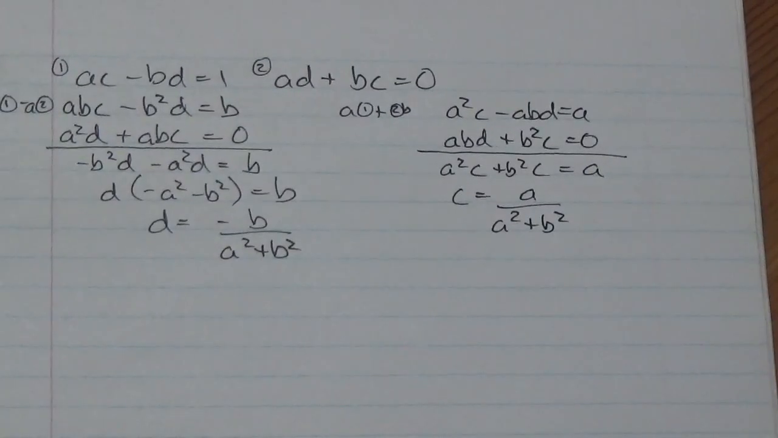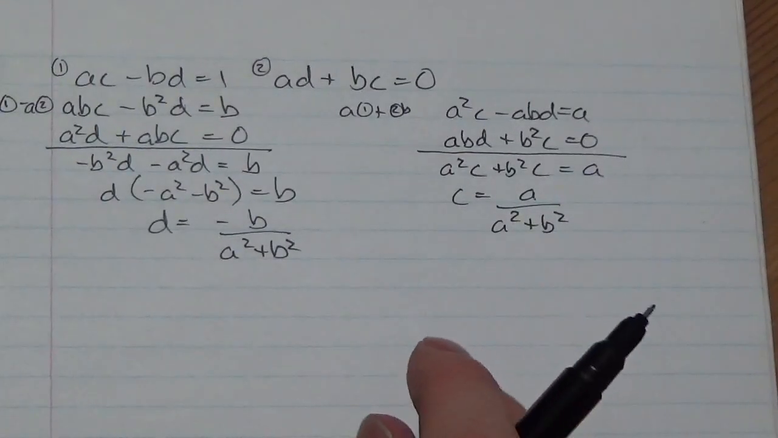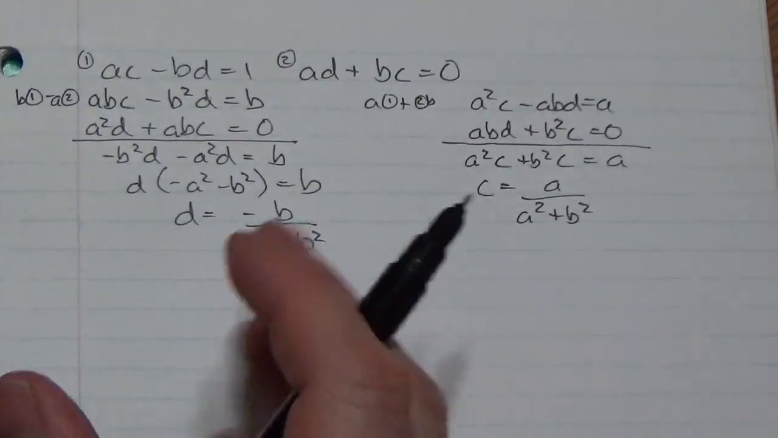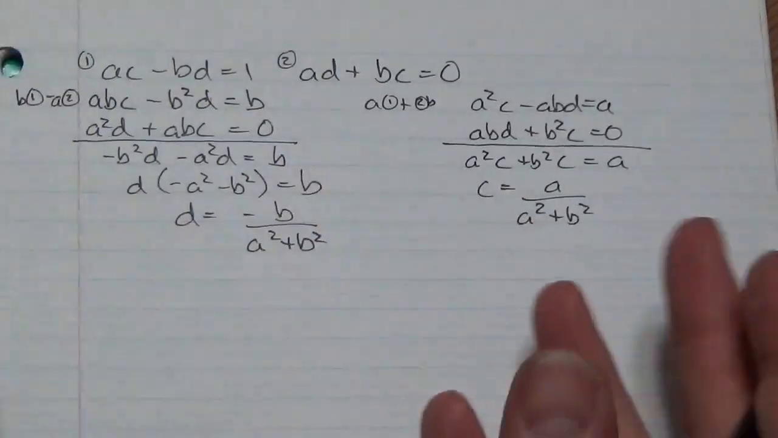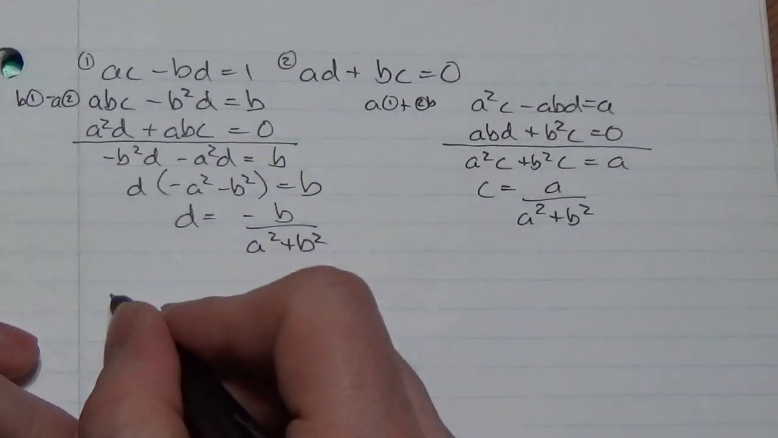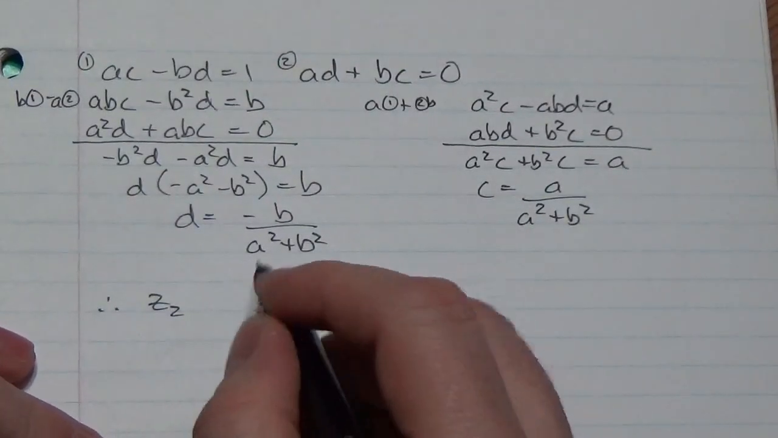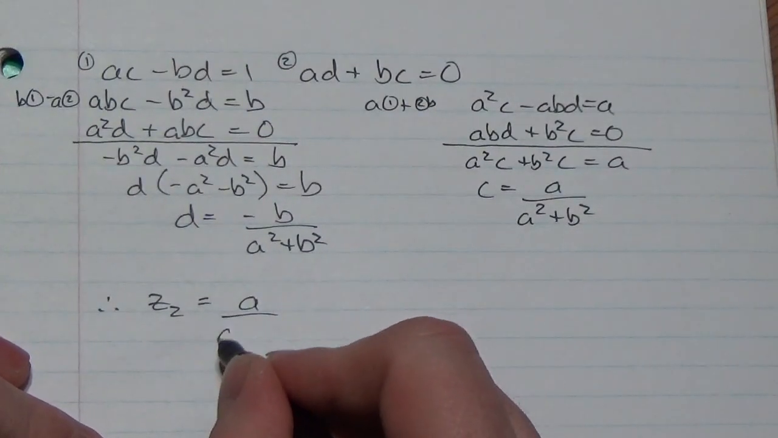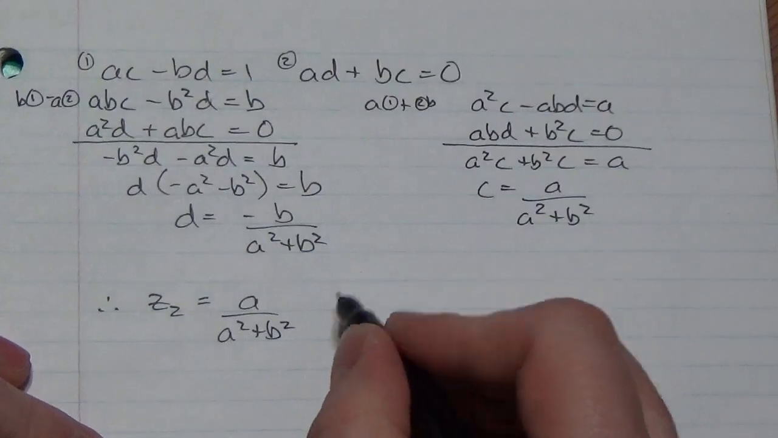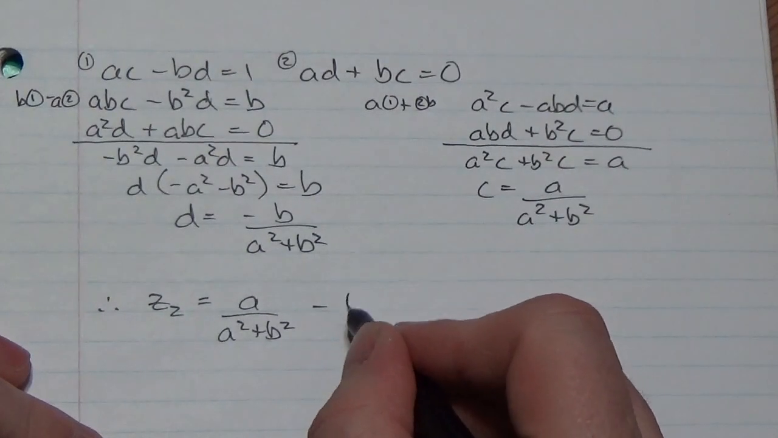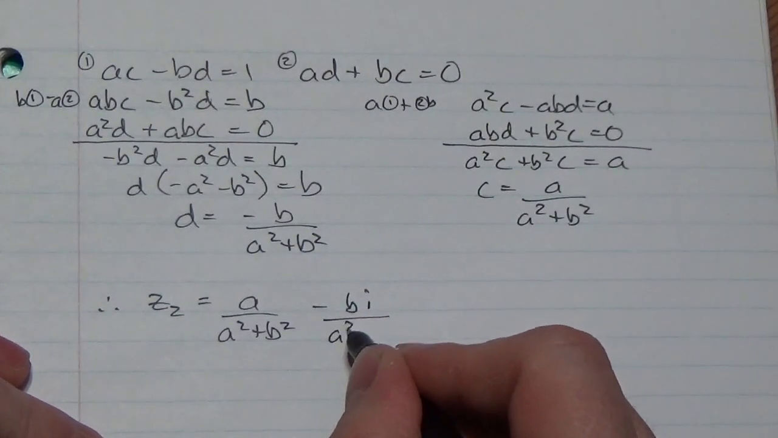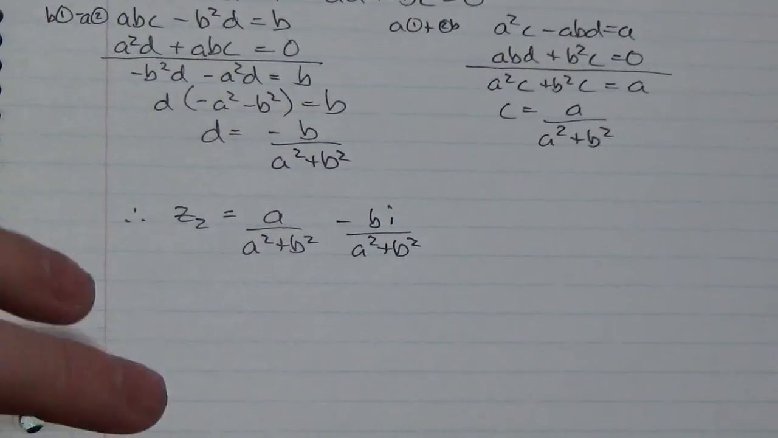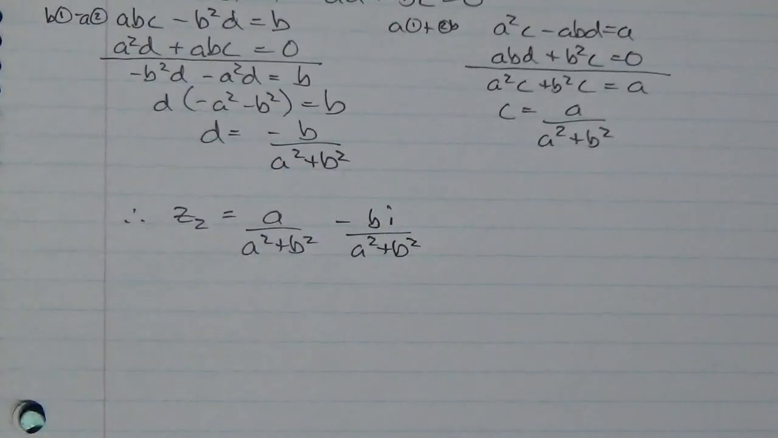Now I know that was a whole lot, and I went through that relatively quickly. I have to assume at this point that if you're looking at a video like this, you've already seen systems of equations, and I'm not really doing anything here that's new. So therefore my Z2 is going to be A over A squared plus B squared minus BI over A squared plus B squared. And that's the multiplicative inverse of a regular value here.